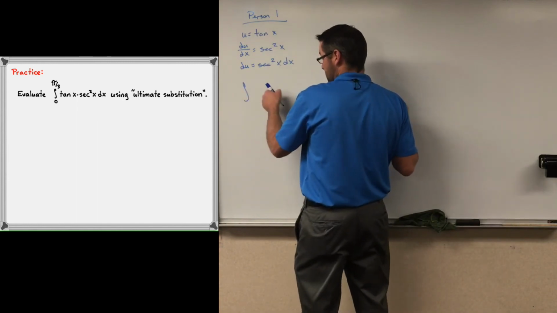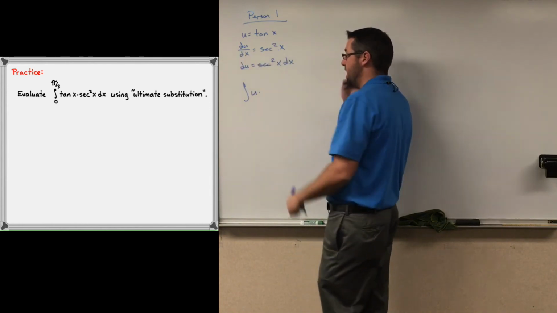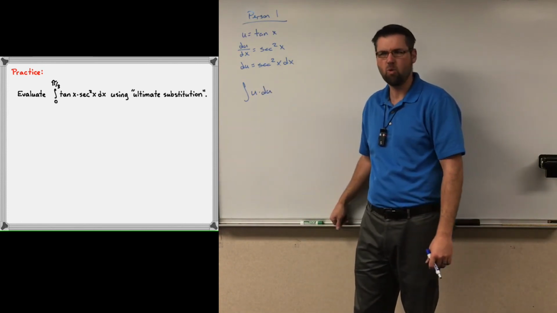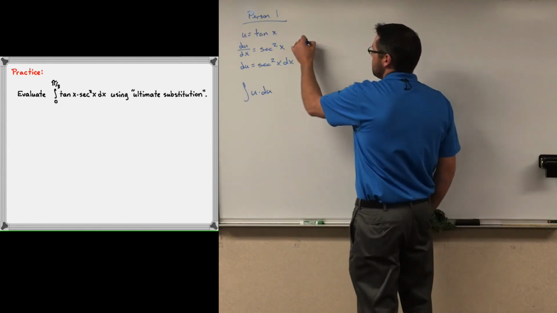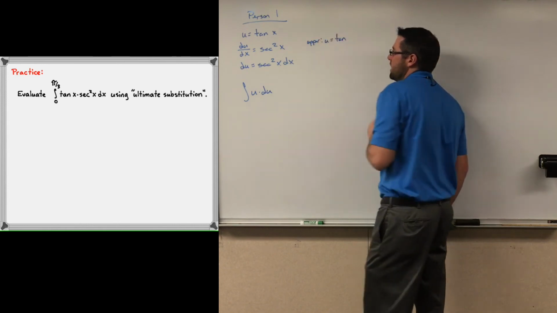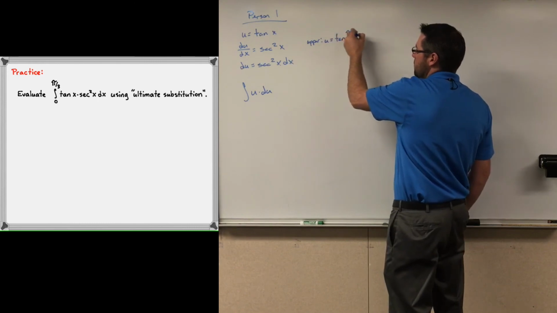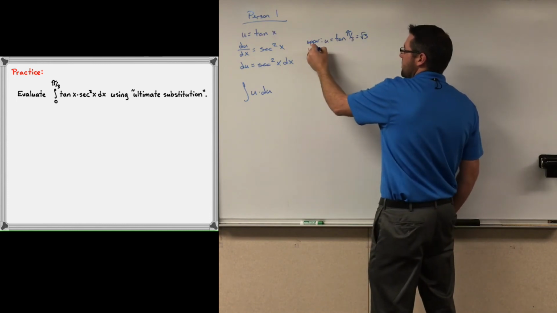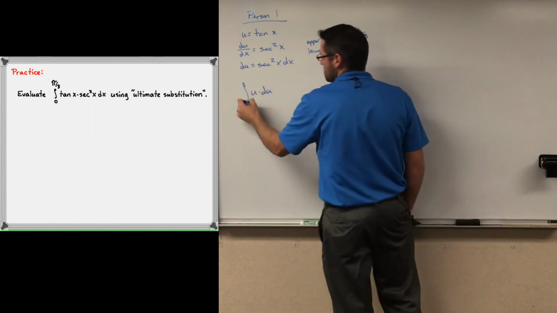The integral of tangent x, u, times secant squared x dx is just du. You guys okay with that? What else do I have to do? Upper and lower limits. So let's do the upper limit. U equals tangent of the upper limit, pi over 3. What's the tangent of pi over 3? Is it rad 3? Okay. And the lower limit is u equals tangent of 0, which is 0. So we got 0 to rad 3.